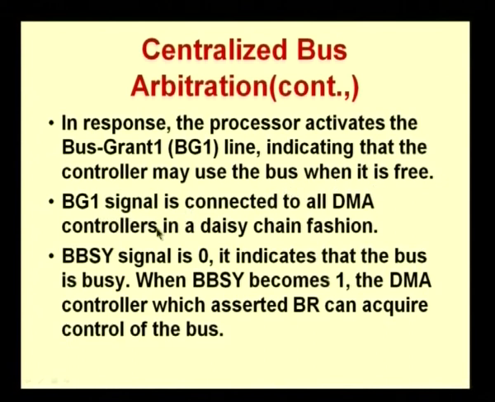So, now the BG1 signal is connected to all the DMA controllers, as I said, in a daisy chain fashion. So, in a daisy chain fashion, if that particular device wants to use it, it will use it. If it is not using it, it will pass on the grant signal to the next device in the chain. Okay, that is how it works. Okay. Now, the bus busy signal, if it is 0, it indicates that the bus is busy. When it is 1, it indicates that the bus has become free.